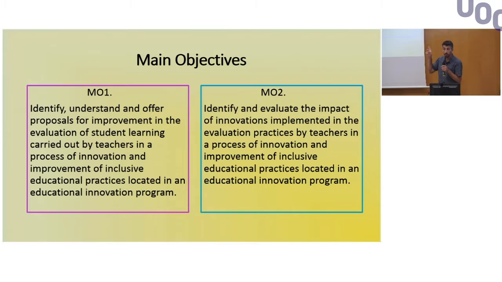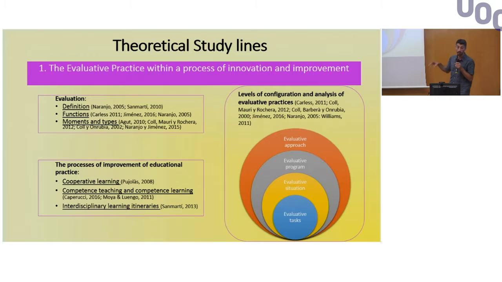It's from these two main objectives that the theoretical study lines come out. The first is linked to the evaluation practice within a process of innovation and improvement. We take into account three dimensions: evaluation, its definition, functions, moments, and types; then the levels of configuration and analysis of evaluative practice, evaluative approach, evaluative program, evaluative situation, and evaluative task; and the process of improvement of educational practice, as I said, cooperative learning, competence teaching and learning, and interdisciplinary learning itineraries.